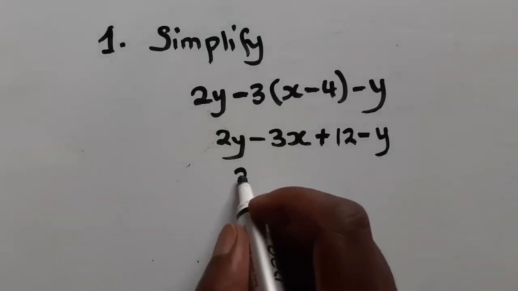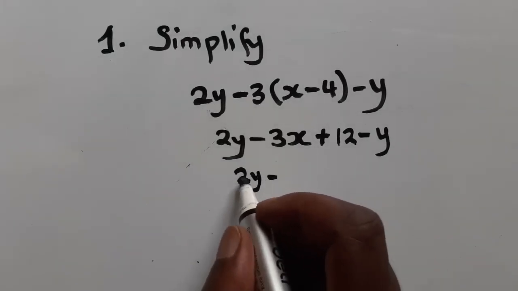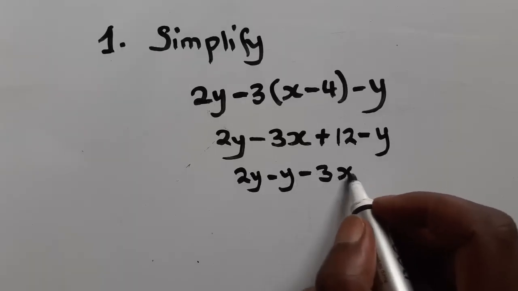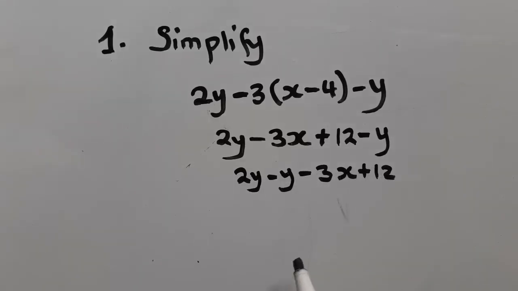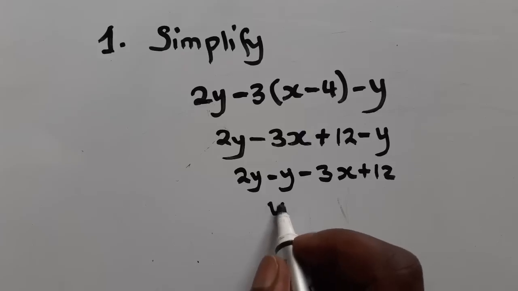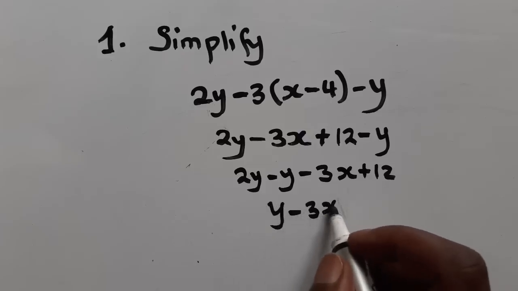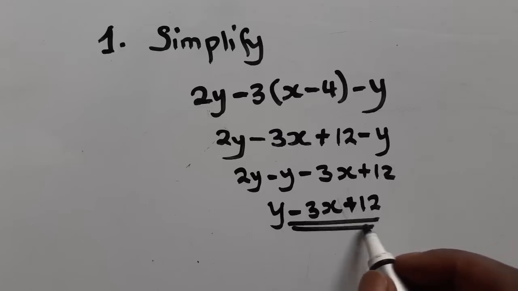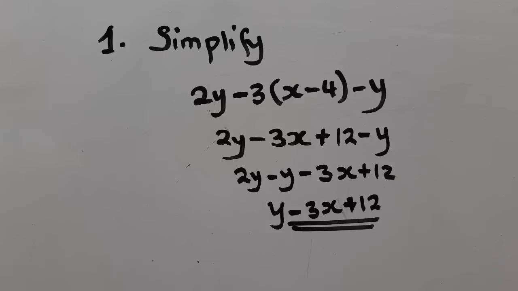At this point, we put the like terms together. 2y minus y minus 3x plus 12. So this here, 2y minus y, we're going to get y minus 3x plus 12. So this is going to be our answer because these are unlike terms, the 3 of them. So we can't simplify it further. Is that clear? So we go to question 2.